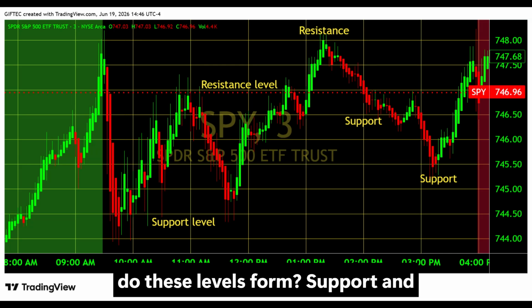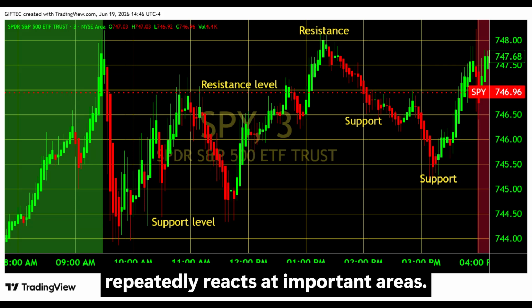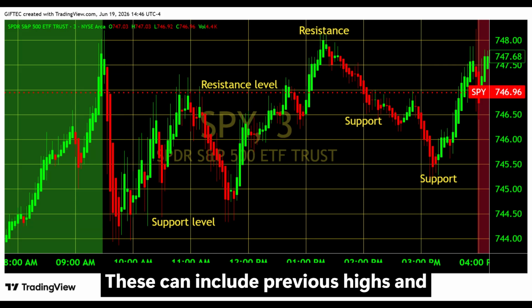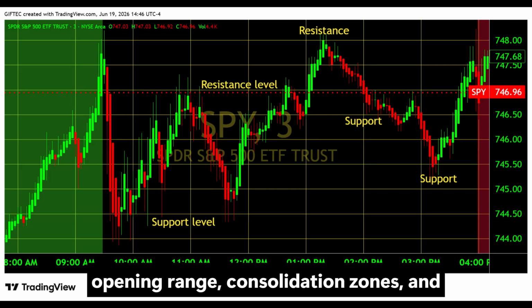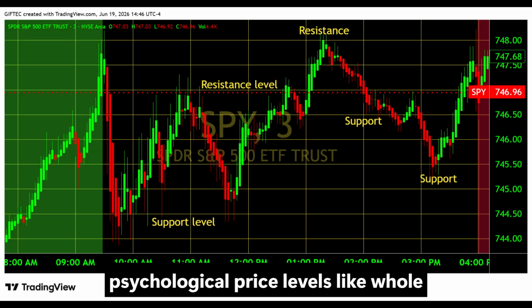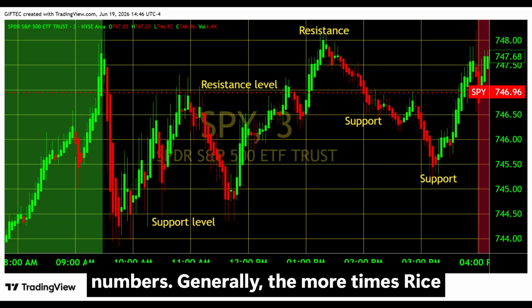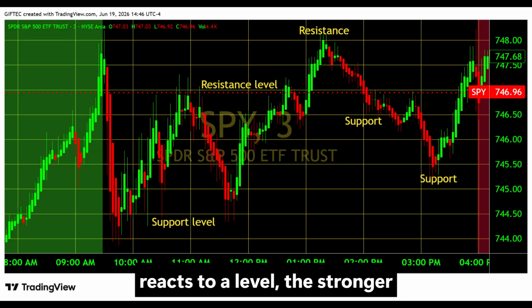So how do these levels form? Support and resistance develop because price repeatedly reacts at important areas. These can include previous highs and lows, intraday turning points, the opening range, consolidation zones, and psychological price levels like whole numbers. Generally, the more times price reacts to a level, the stronger that level becomes.